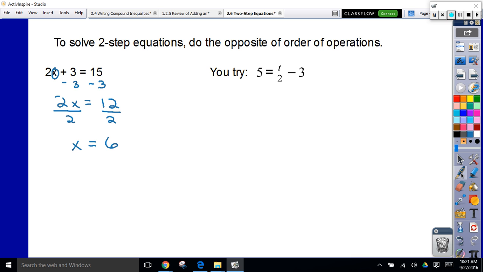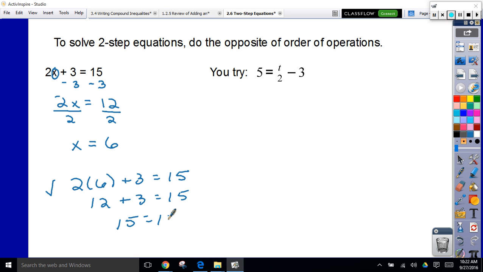Yesterday we checked our work, so let's do a check. I can check by evaluating this equation for x equals 6, so I'm going to substitute the 6 in for x. Now I'm going to follow normal order of operations to just solve the equation. 2 times 6 is 12, and 12 plus 3 is 15. So 15 equals 15. I can be sure that I was correct, unless I did something wrong in both steps, which I know I didn't do for this.